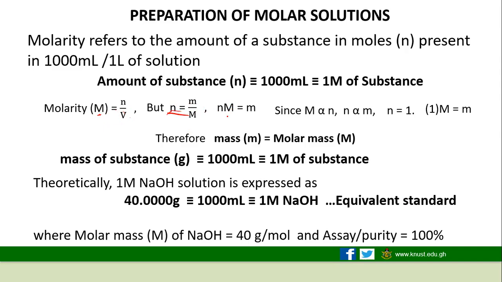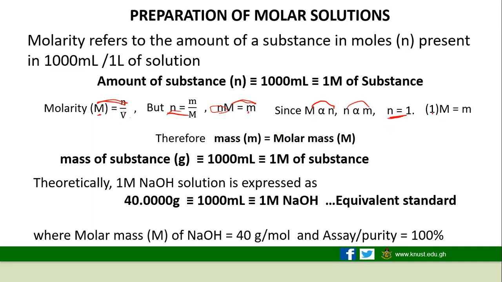Yes, you know that the product of the moles and the molar mass should give you the mass. Now we are seeing that the M here is directly proportional to the N, and that can be derived from here. The N is also directly proportional to the M. That is derived from here, right? Now the small n is equal to 1.